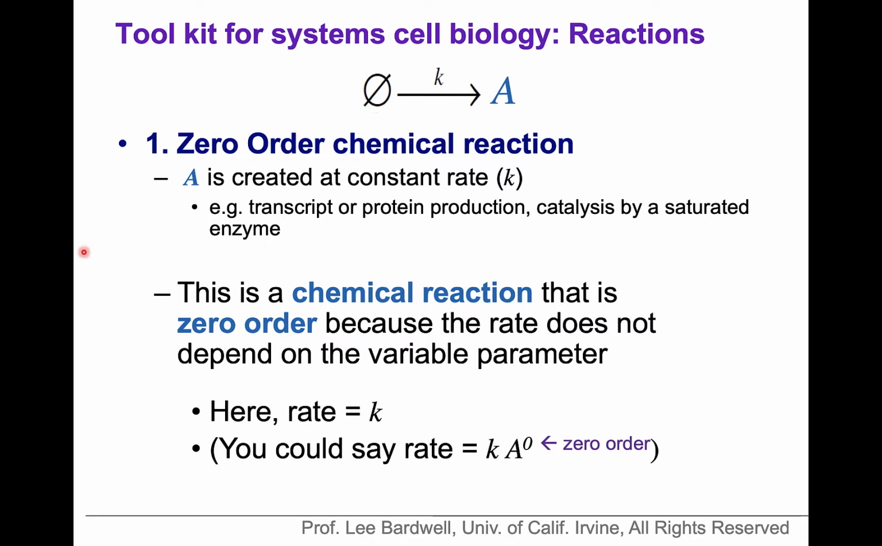This is a chemical reaction that is zero order because the rate does not depend on the variable parameter. The variable parameter, the one that's going to change during the course of the reaction, is A. And the rate for the zero order chemical reaction is simply K. We could say instead that the rate equals K A to the 0. A to the 0 is 1, of course, which just simplifies to K. But that 0 gives you an indication of why we call it a zero-order chemical reaction.